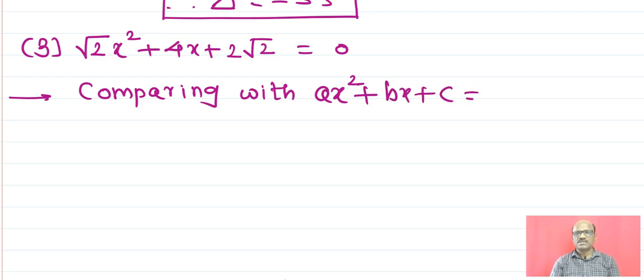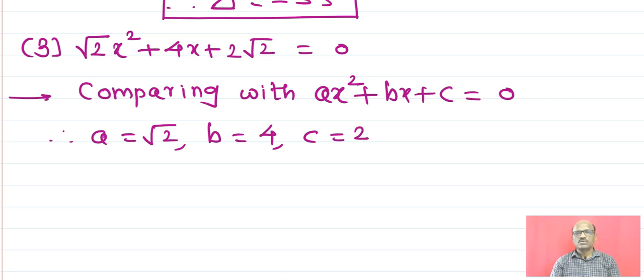Comparing with ax square plus bx plus c equals 0: a is equal to root 2, b is equal to 4, c is equal to 2 root 2. Therefore, the discriminant is b square minus 4ac.